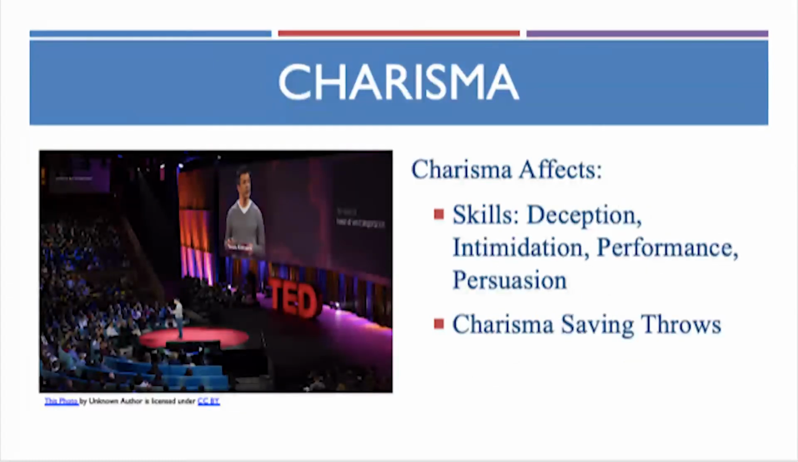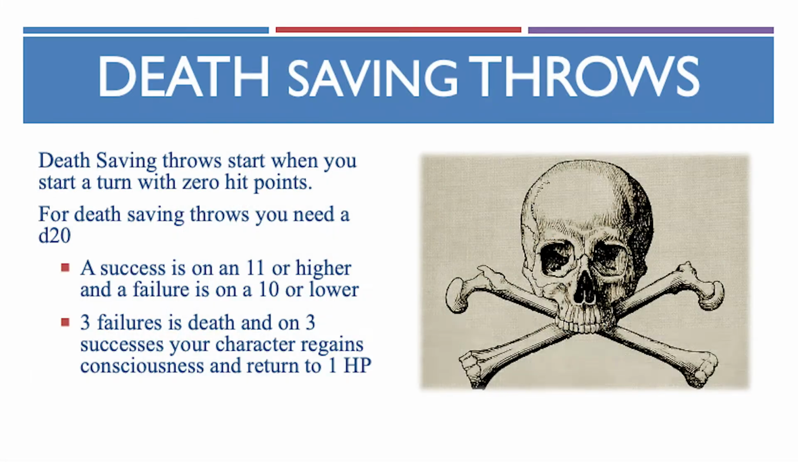The final ability is Charisma, which affects the skills Deception, Intimidation, Performance, and Persuasion, and Charisma saving throws. When your character reaches 0 HP, they fall unconscious and start making death saving throws at the start of each of their turns until they get healed, stabilized, or killed.